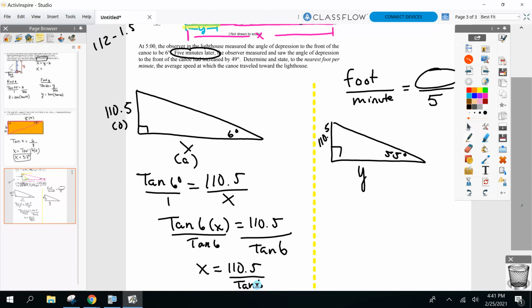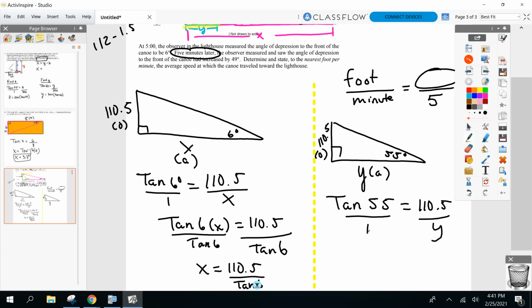So then, all right, opposite, 110.5 still. Adjacent is the side I'm trying to find. Here we go with tangent again. Big tangent day for us. Tangent of 55 equals opposite 110.5 over y. Cross multiply, just like I did before. Find what y is. Don't round, leave your full calculator display.